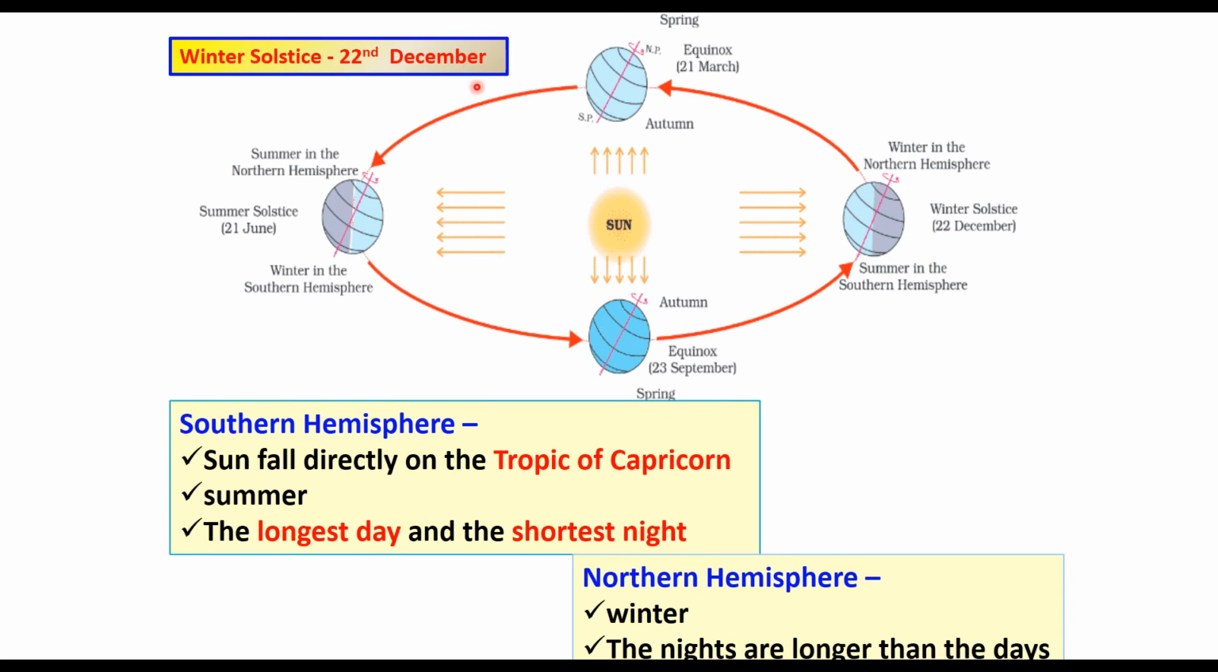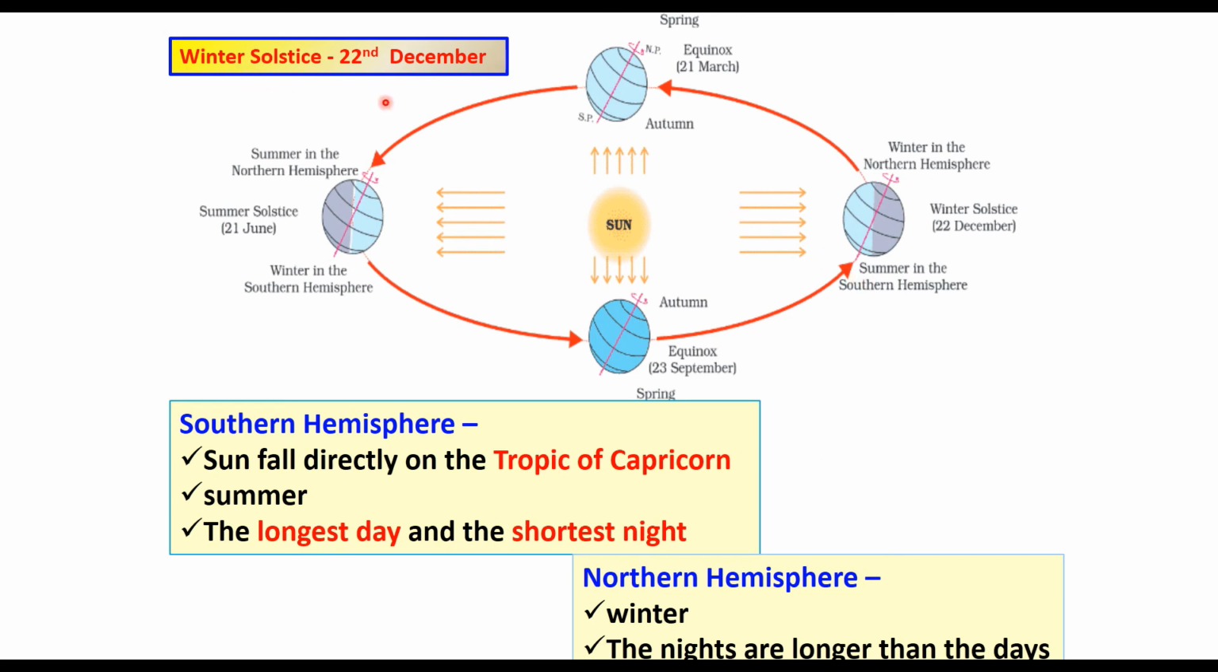On 22nd December, the Tropic of Capricorn receives direct rays of the sun as the South Pole is now tilted towards the sun. A larger portion of southern hemisphere gets light. It's summer there with longer days and shorter nights. In northern hemisphere, the reverse happens. It's winter there with shorter days and longer nights. So, this position of Earth or this day is known as winter solstice.